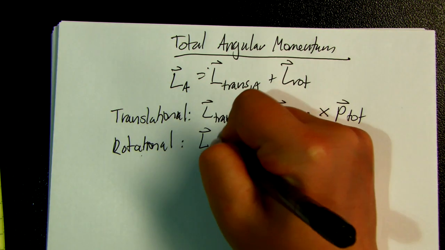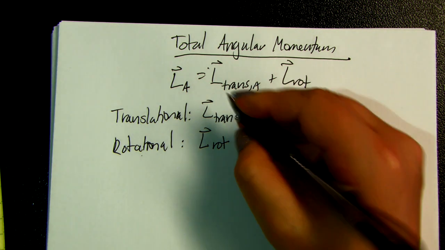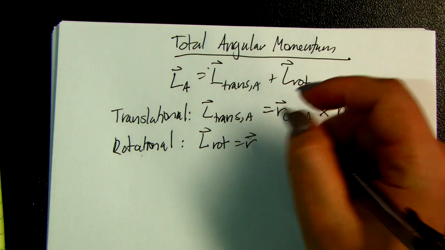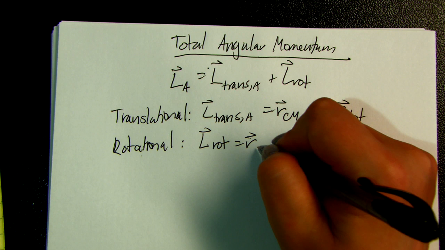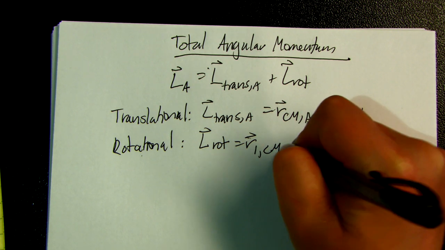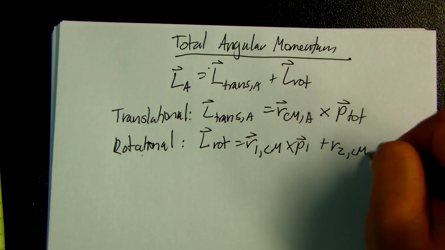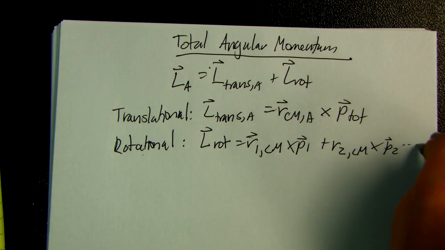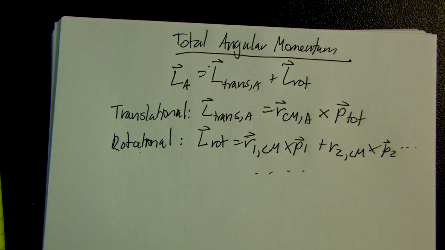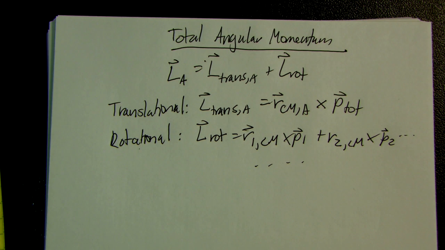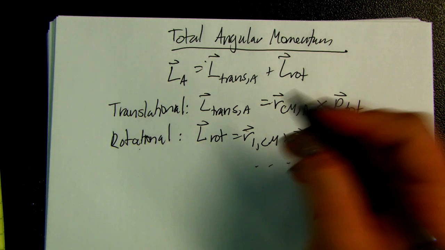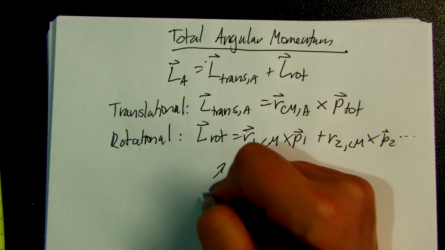And rotational is equal to L rotational, which is, so L rotational is r1 CM crossed p1 plus r2 CM cross p2, so on and so forth for each component. So it's similar to what we saw with rotational energy. It turns out you can encapsulate these sums in the moment of inertia, but this is still a sum. And this is a cross product expression.